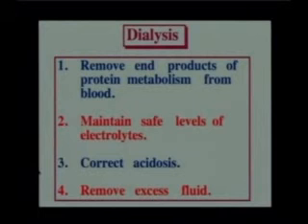There are some forms of that available, and we usually give that to these patients. Now I want us to look at dialysis. The functions of dialysis are to, one, remove end products of protein metabolism from blood, two, to maintain safe levels of electrolytes, three, correct acidosis, and four, to remove excess fluid. This is essentially that filtering function of blood that we were talking about.